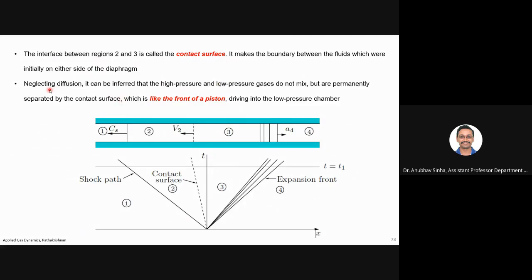And let us say if you forget about diffusion for a moment, we can assume that high pressure and low pressure gases do not mix. Basically it is just pushing that gas, it is not mixing. And it is also somewhat okay to assume that these gases are permanently separated. Even though you have removed the diaphragm, these gases are separated and it is just pushing this towards.